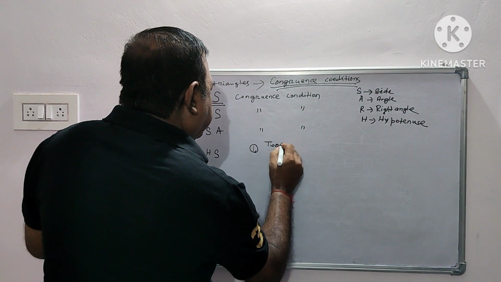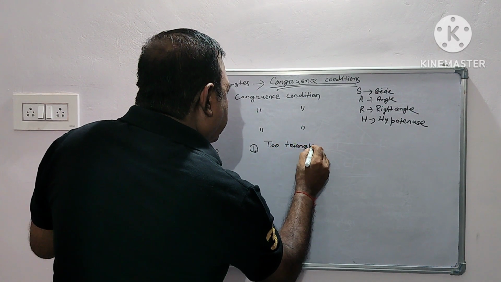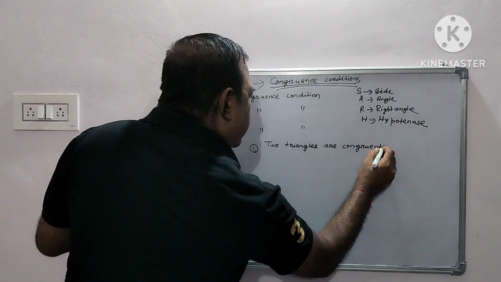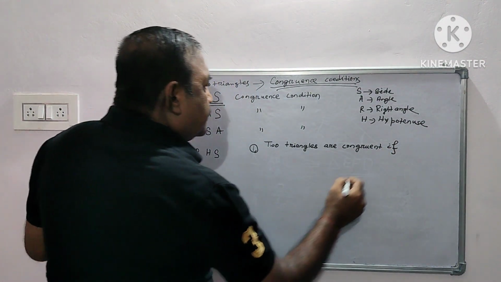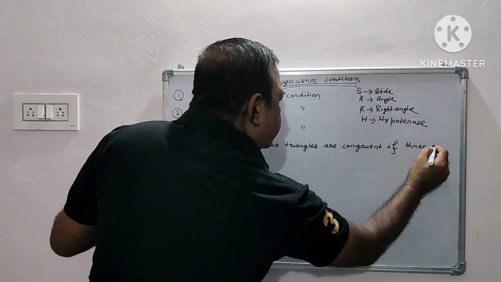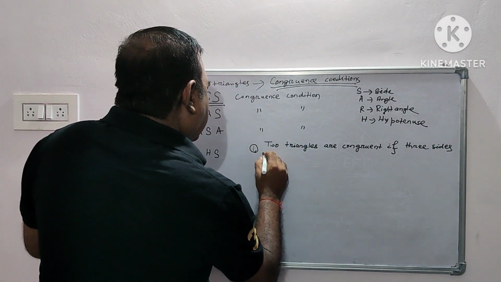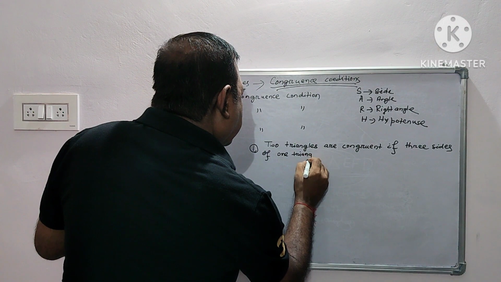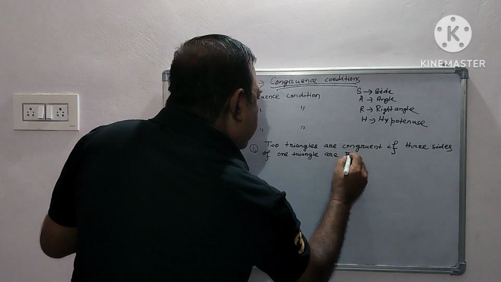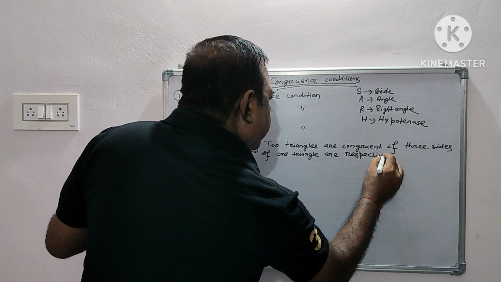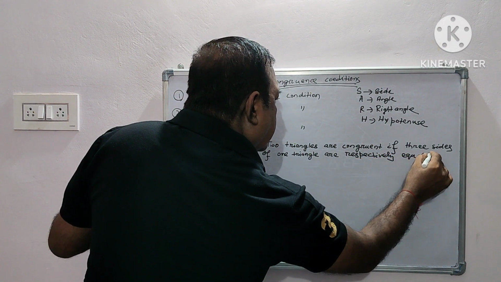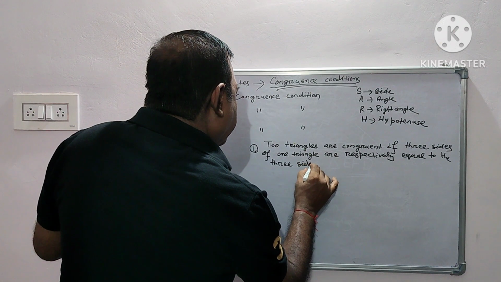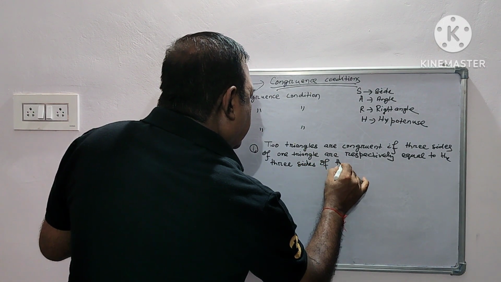Two triangles are congruent if three sides of one triangle are respectively equal to the three sides of the other triangle.